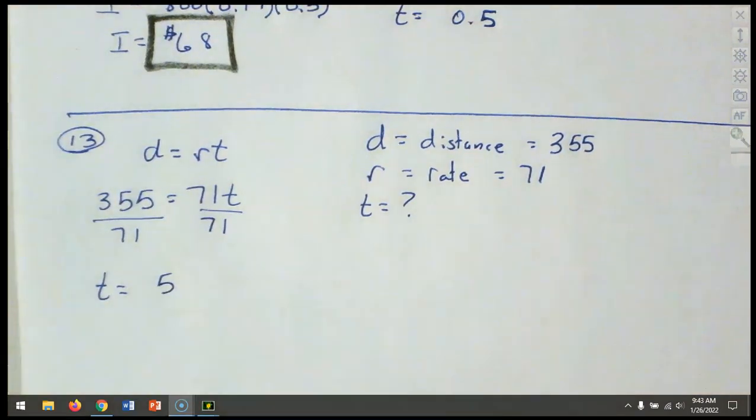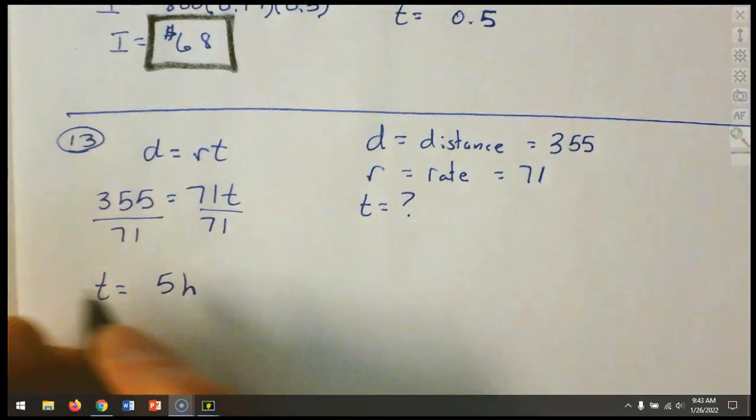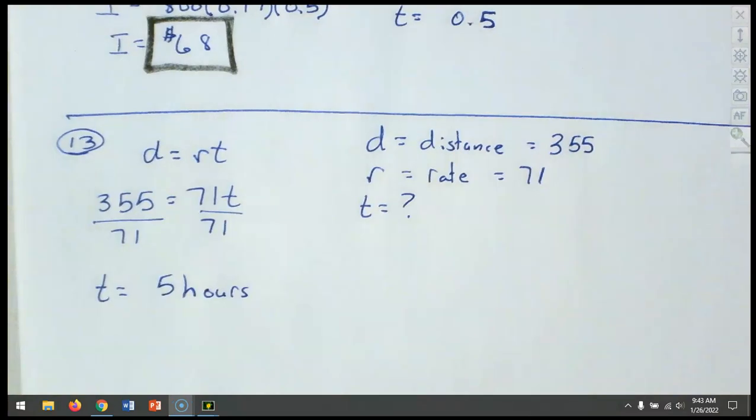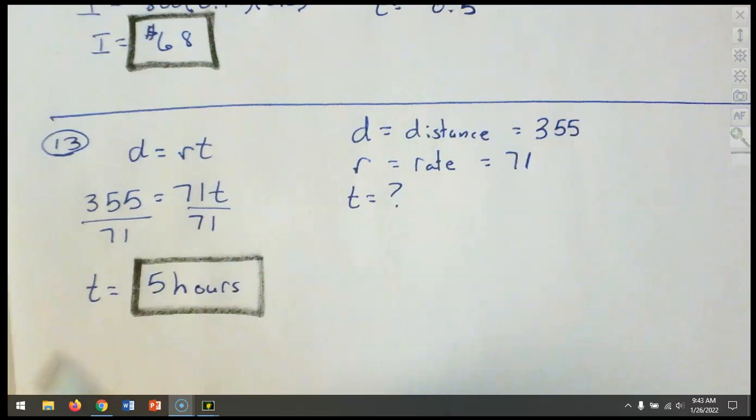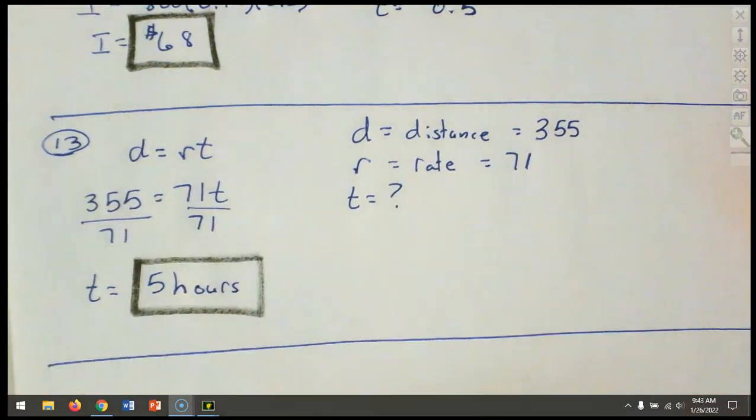Now, what's our unit here? It's time, right? Okay, now time can be measured in minutes, hours, seconds. Ours is going to be in terms of hours. Why? Because what's our rate of speed in? Kilometers per hour, right? Units have to match. So if the rate of speed is kilometers per hour, time better also be in hours. So 5 hours is going to be your answer there. And please make sure you label your answers on these applications.